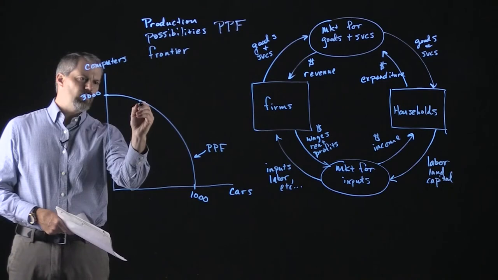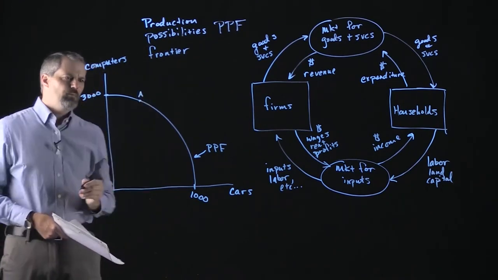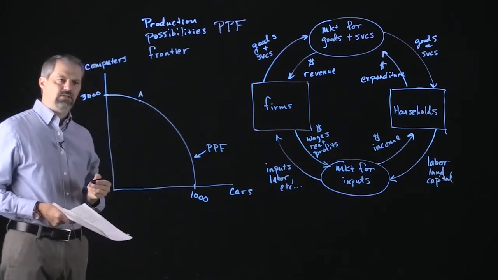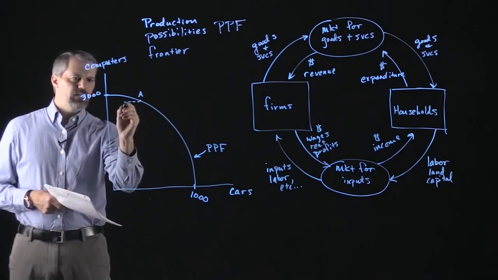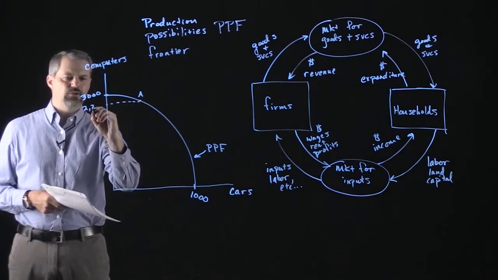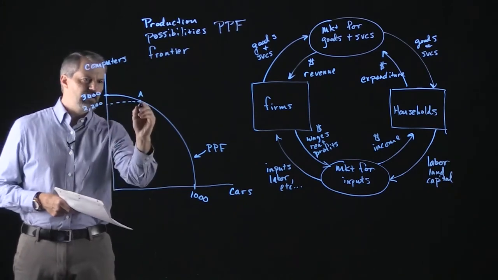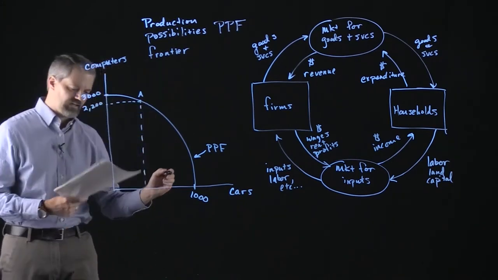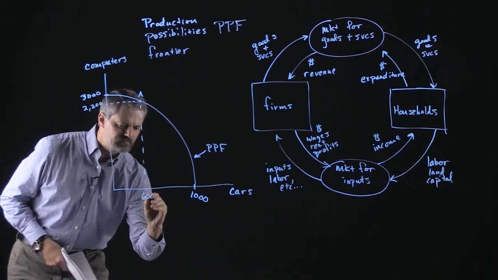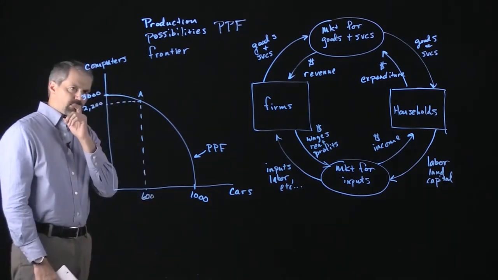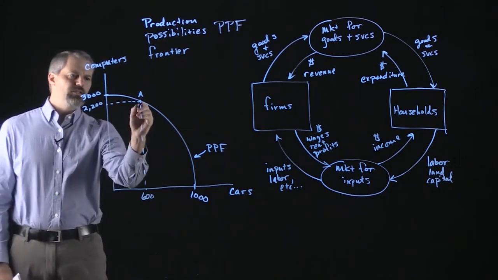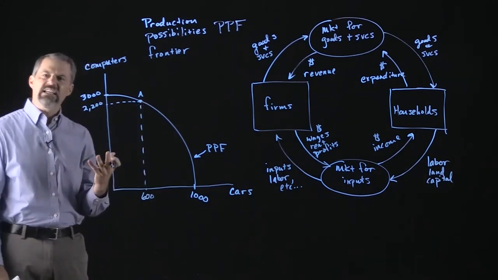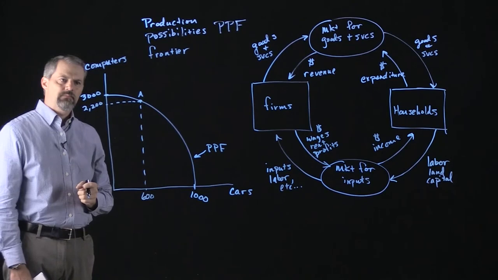So if we look at a point like point A, that would be a possible production point. Let's suppose that point A would correspond to maybe 2,200 computers and let's say 600 cars. And so that's a possible production point. We would describe point A as being an efficient point.